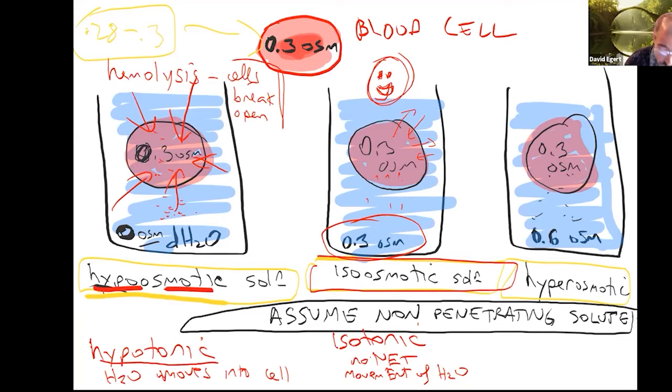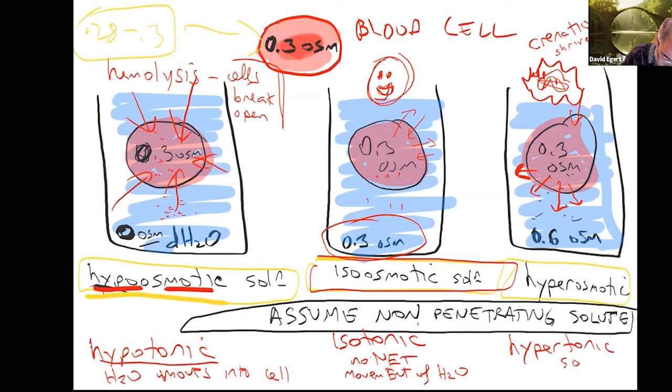So what about if you put this poor blood cell into this 0.6 osmolar solution? It's going to shrivel up. Yes, the water's going to leave. The water goes to where it's more salty. We're going to get what we call crenation, where it gets all shriveled up. We call this a hypertonic solution. So H2O leaves the cell.